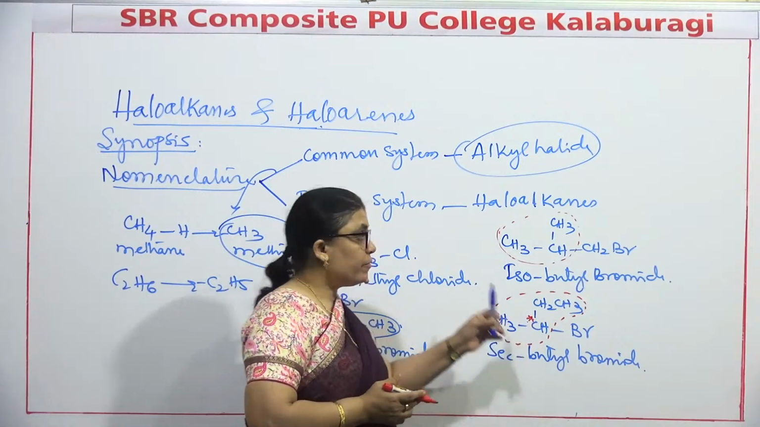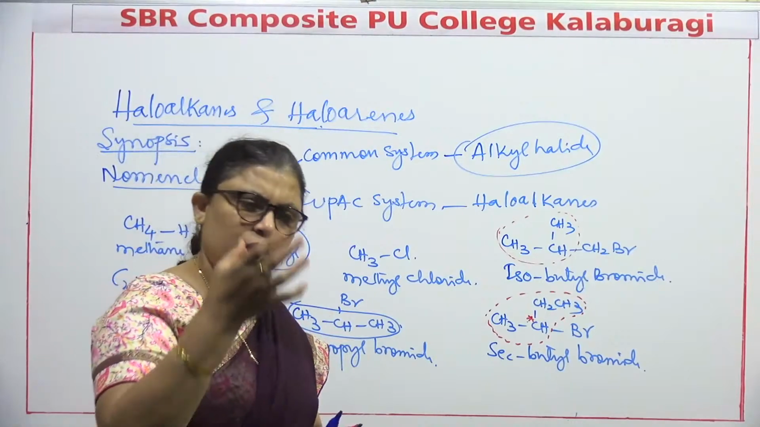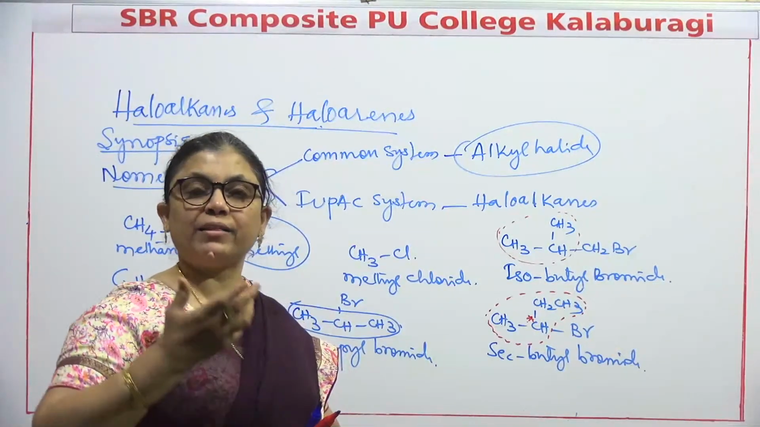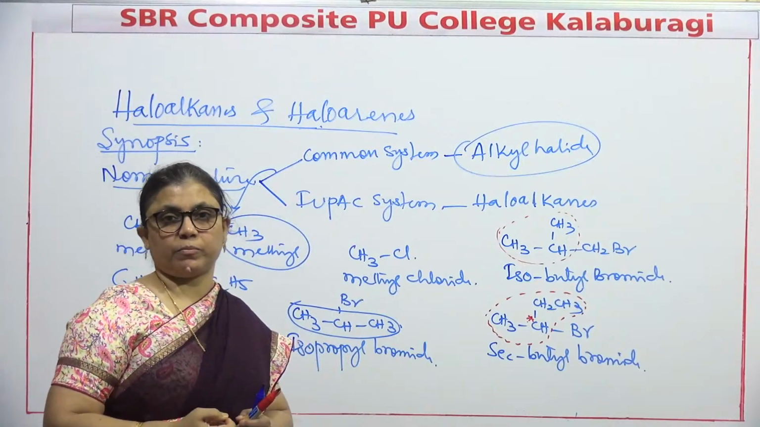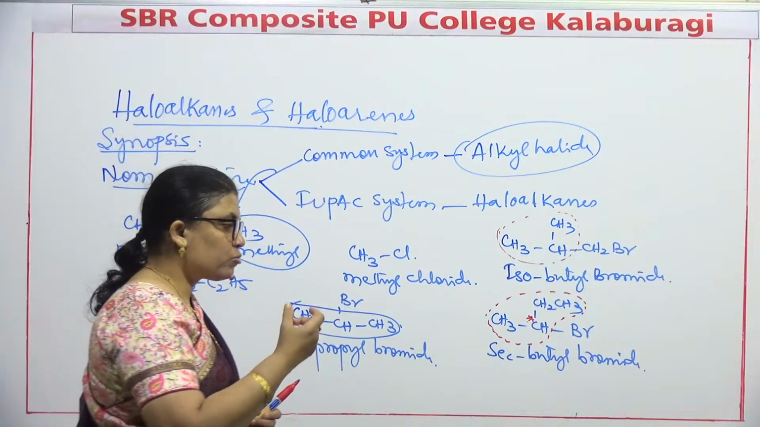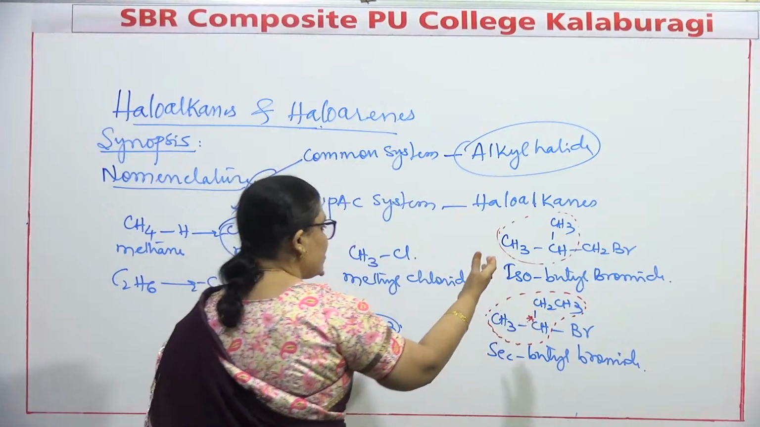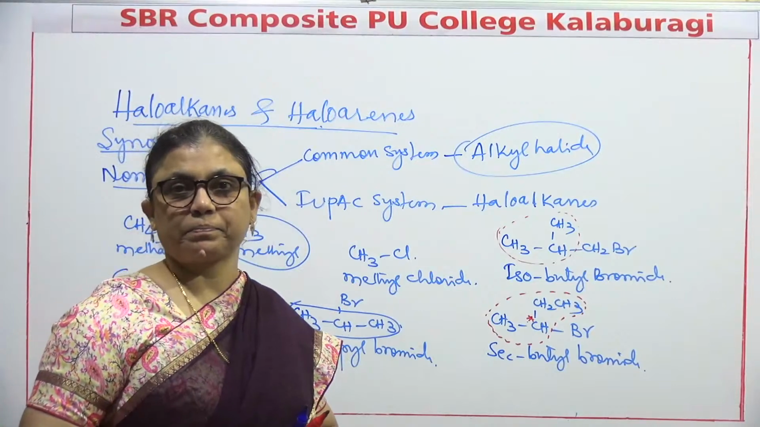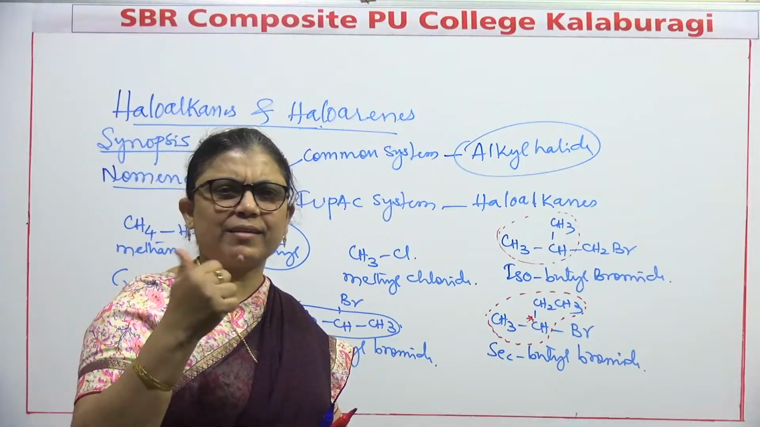The common system doesn't have any rule or base, because in earlier days they decided the names of organic compounds on the basis of their sources. But sources are like a failure method, because if somebody asks the name without the source, you cannot respond. That's why the common system is a failure method. It doesn't have any rule.